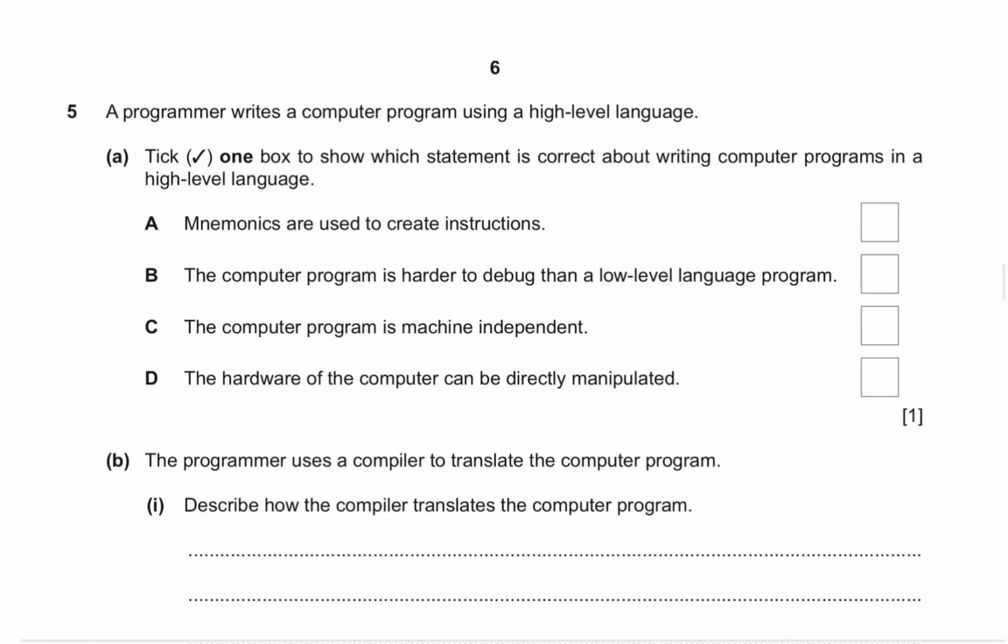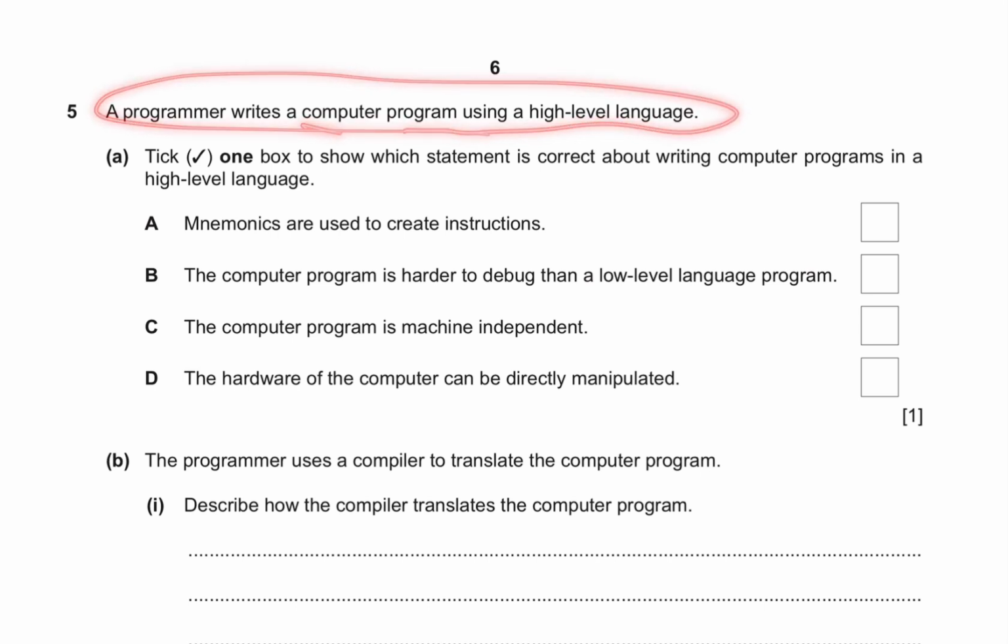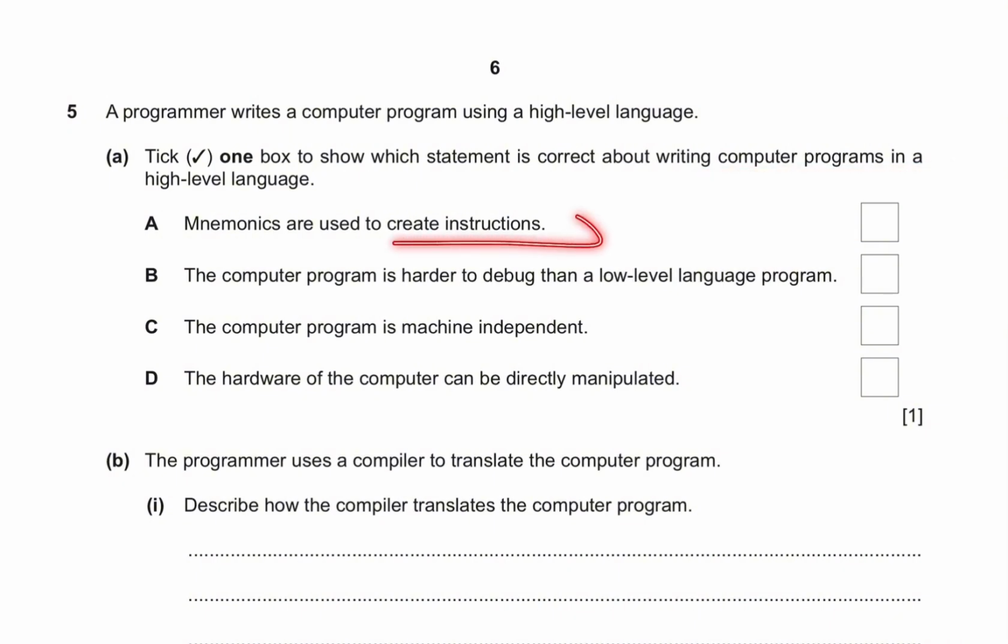Question number 5. A programmer writes a computer program using a high level language. Tick one box to show which statement is correct about writing computer programs in a high level language. Mnemonics are used to create instructions. The computer program is harder to debug than a low level program. The computer program is machine independent. I think part C is the right answer, which says the computer program is machine independent.